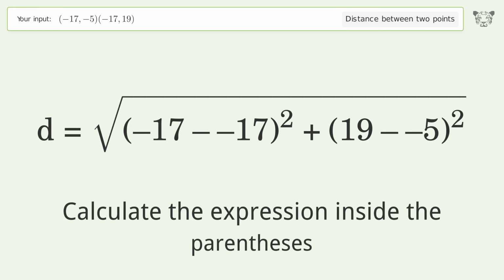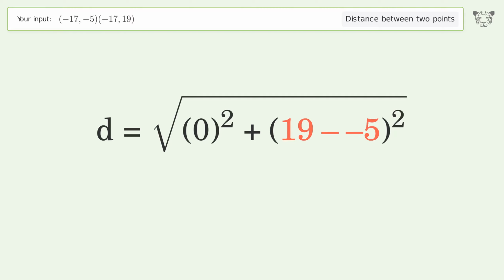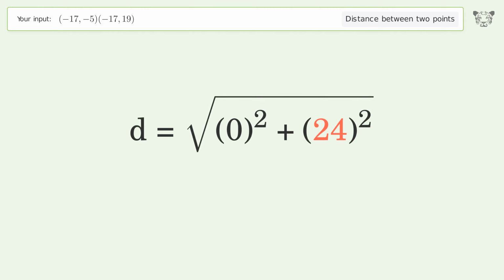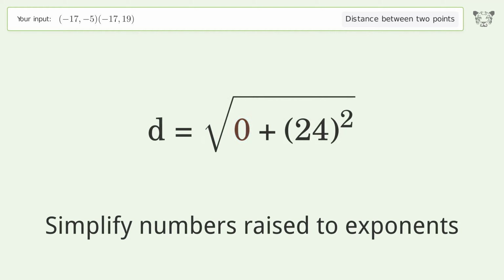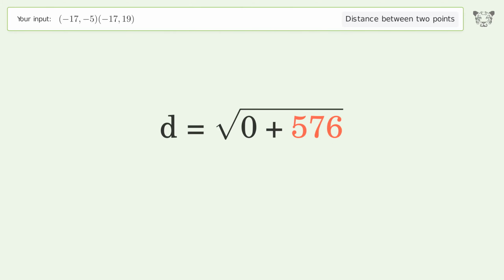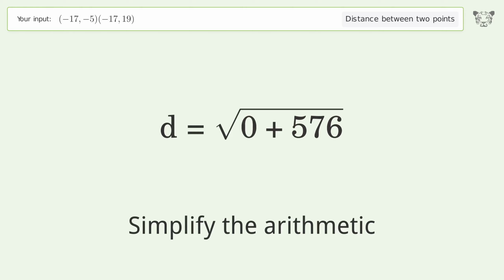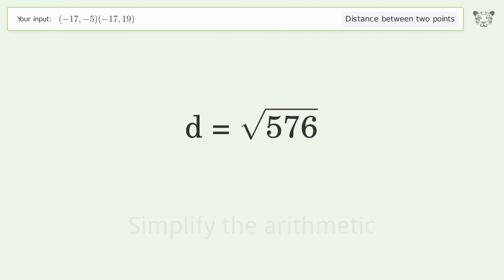Calculate the expression inside the parentheses. Simplify numbers raised to exponents. Simplify the arithmetic. And so the distance between the 2 points is the square root of 576, or 24.